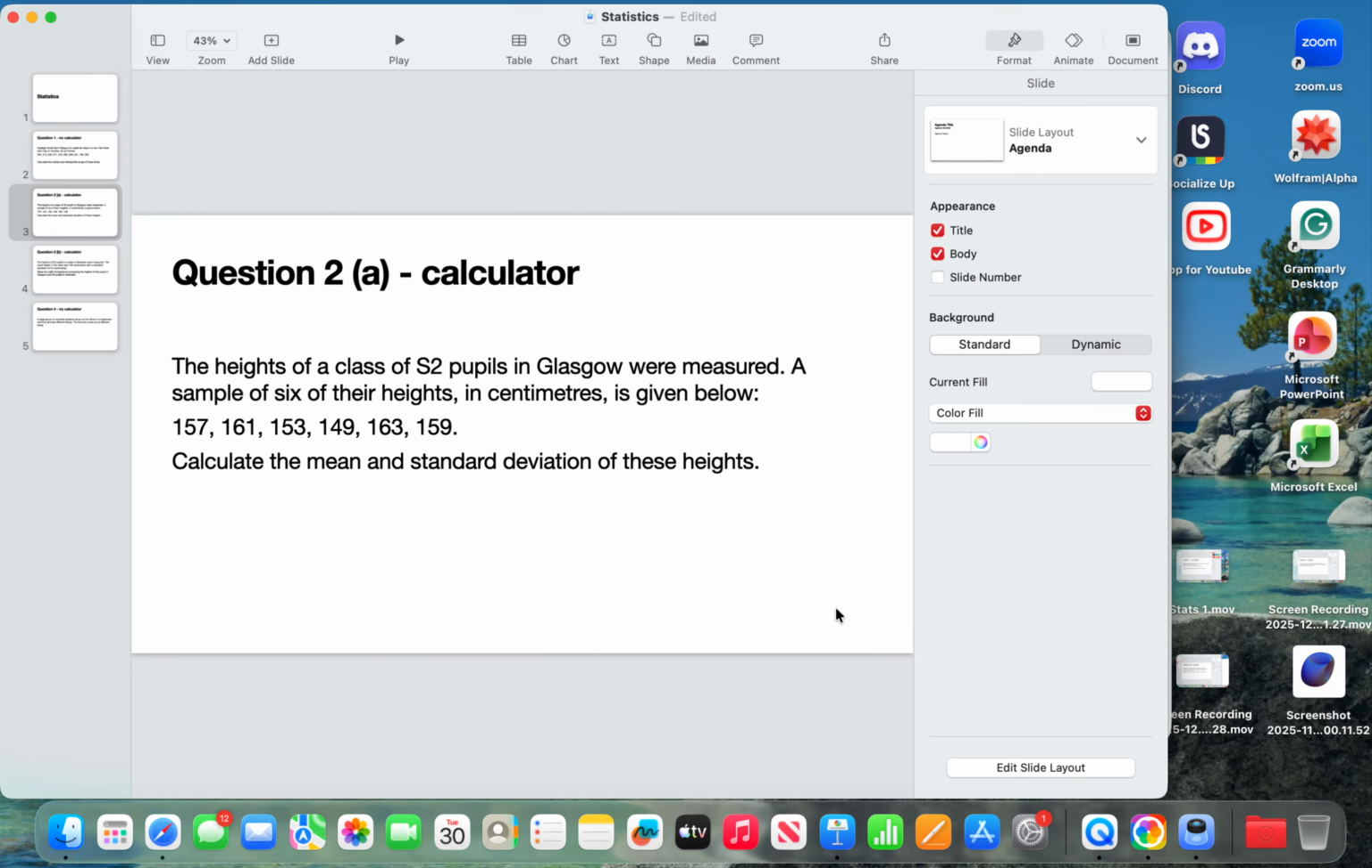We have the statistics questions, and this is the second one. We'll do part A in this video and part B in the next one. So pause it and have a go at it if you wish. Essentially, you've got the heights of 6 S2 pupils in Glasgow, and you have to find the mean and the standard deviation of those. So have a go at it, because I'm about to continue.